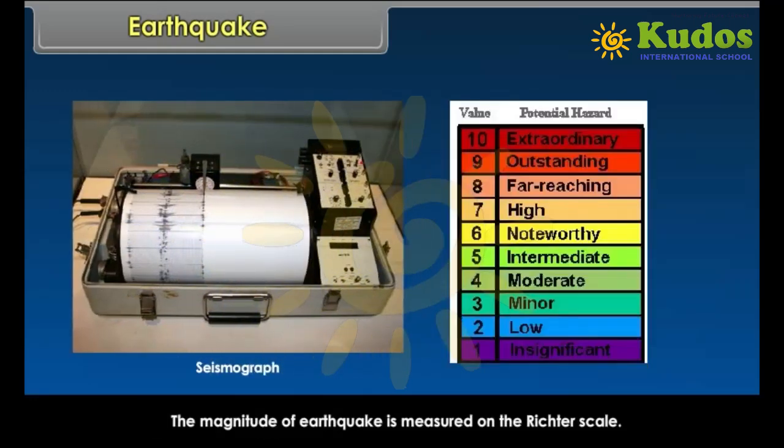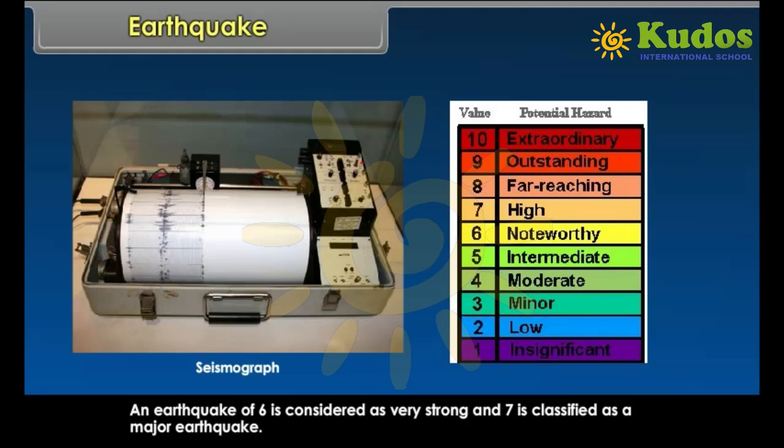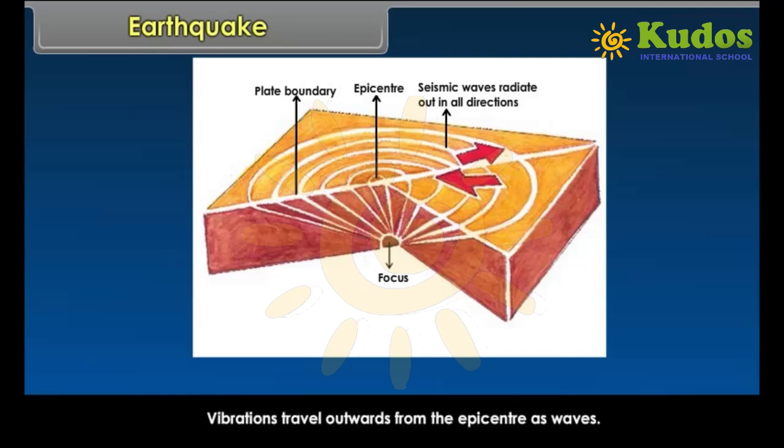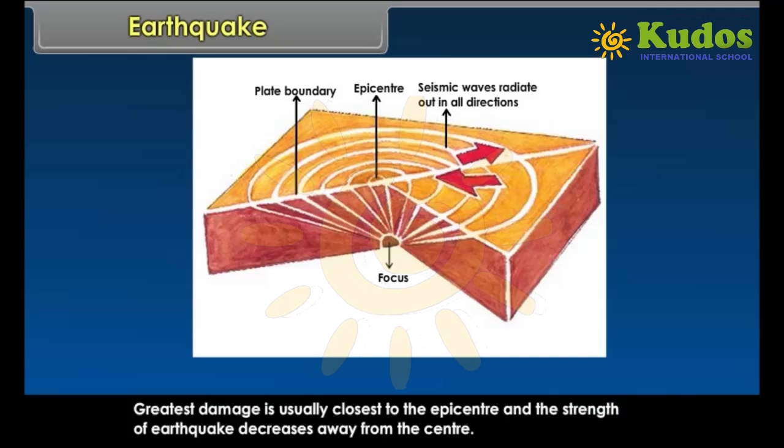The magnitude of earthquake is measured on the Richter scale. An earthquake of 6 is considered as very strong, and 7 is classified as a major earthquake. The place in the crust where the movement starts is called the focus, and the place on the surface above the focus is called epicenter. Vibrations travel outwards from the epicenter as waves. Greatest damage is usually closest to the epicenter, and the strength of the earthquake decreases away from the center.